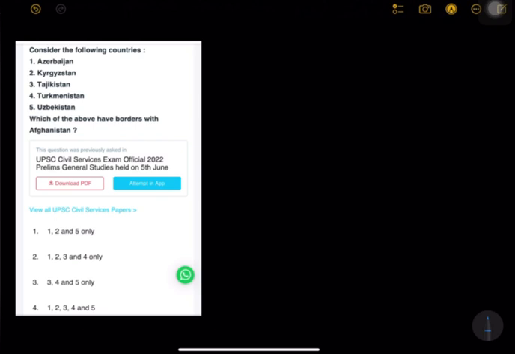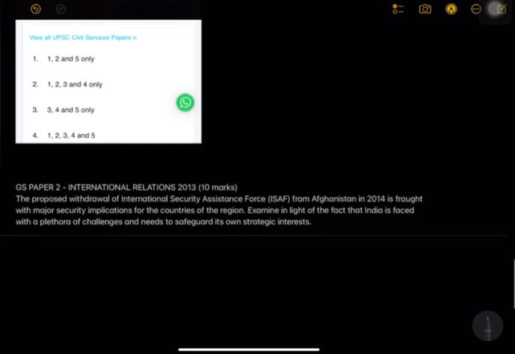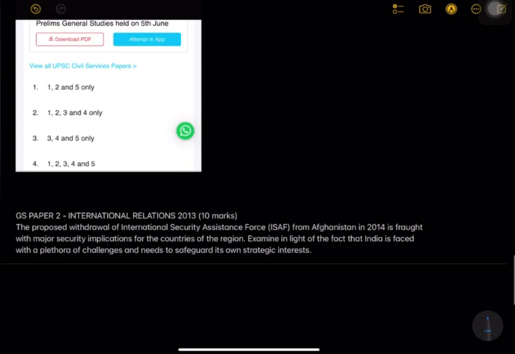Here is a PYQ from the year 2022 on which of the above have borders with Afghanistan. And I think you should all be able to answer this question now. And then we also have a mains question from the year 2013, which I would recommend you guys practice.